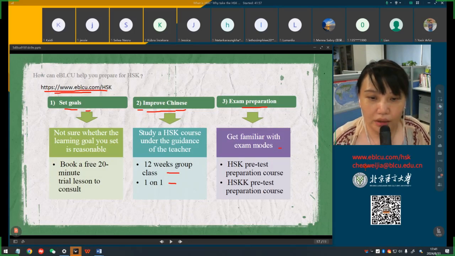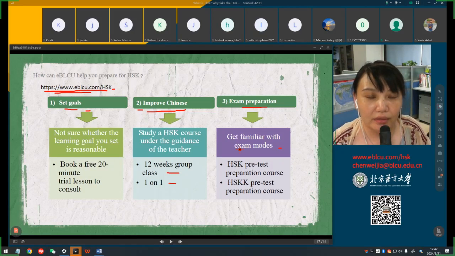But if you want to get guidance from a teacher, like the teacher helping you prepare for the test, we also have an HSK and HSKK pre-test preparation course. You can also choose it from the website. It's a short-term test course for you to just get familiar with the test formats. The teacher will explain each part of the test and help you do some exercises for each part.